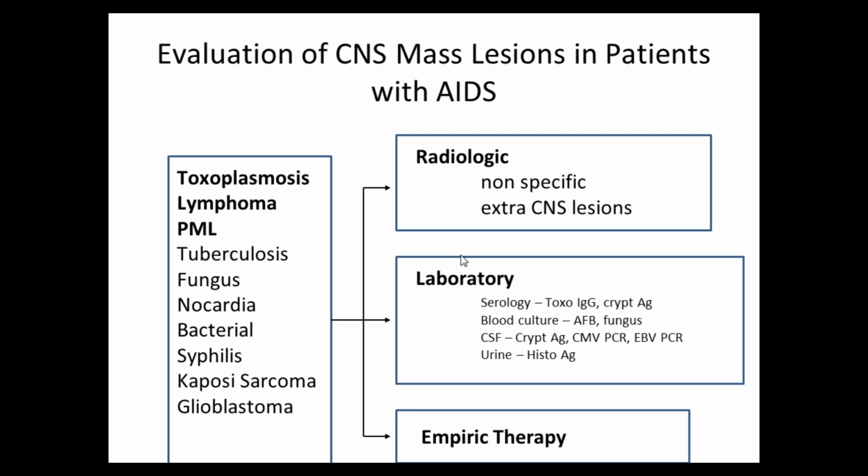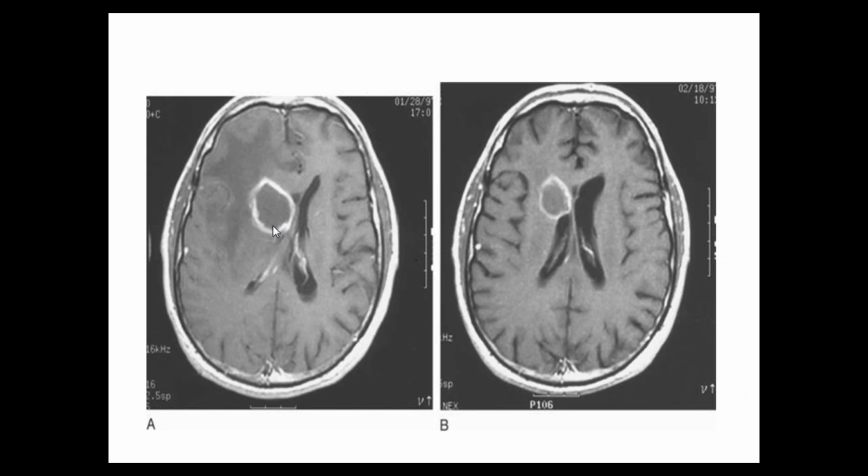Okay, so as we go back to this case, we ask ourselves, how bad is this guy? Do we need to get a biopsy right away, or do we have time to treat him empirically for toxoplasmosis to see whether he improves? And that's a decision that really has to be made in conjunction with neurosurgery.